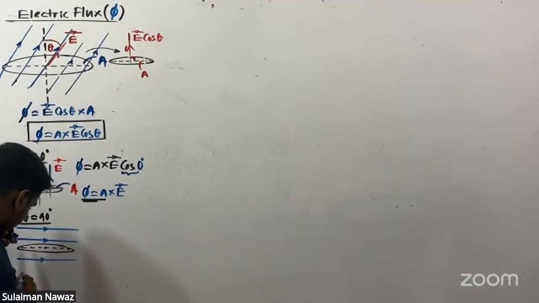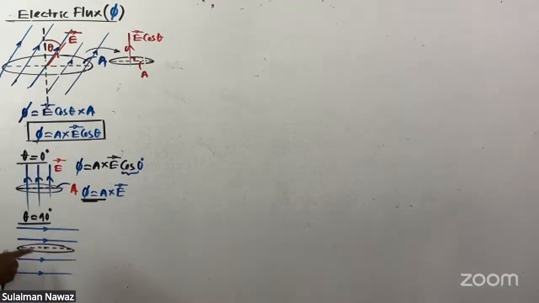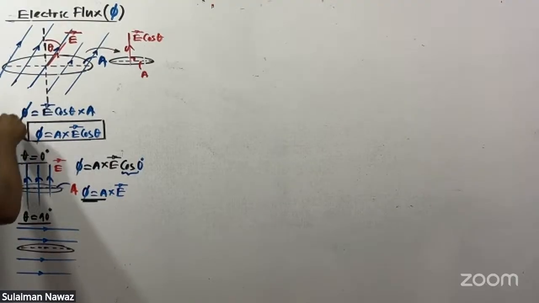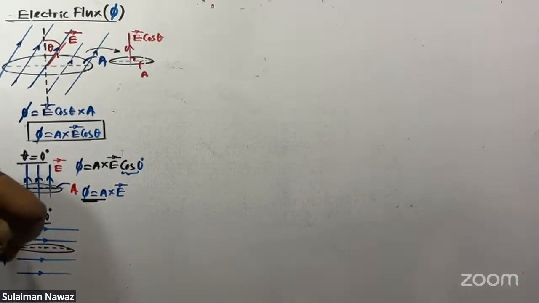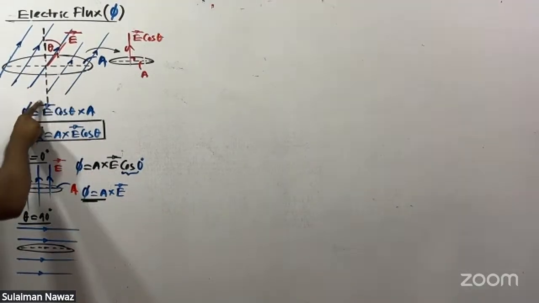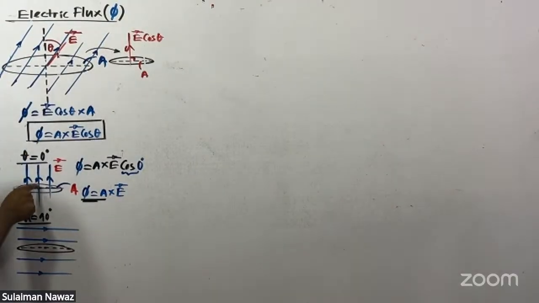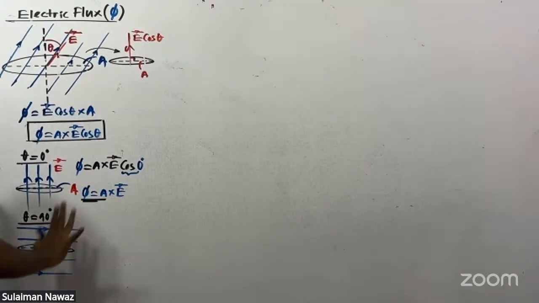Then my question is, are there any electric field lines passing through this area? No. None of the electric field lines are passing through this area. Remember, electric flux is defined when the electric field lines are passing through a certain area. In the earlier case, the electric field lines were passing through and perpendicular to this capital area. But in this scenario, they are not even passing through this area. Then can you define this electric flux?